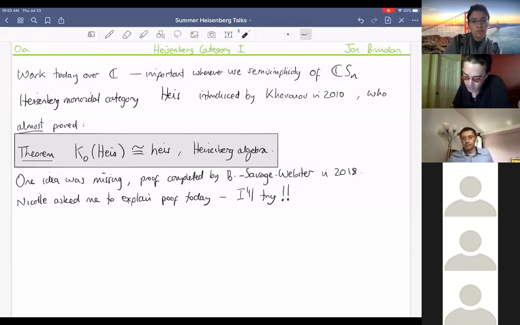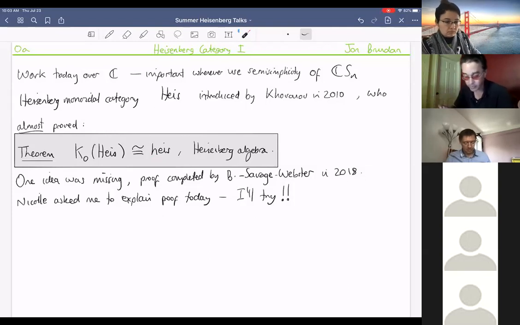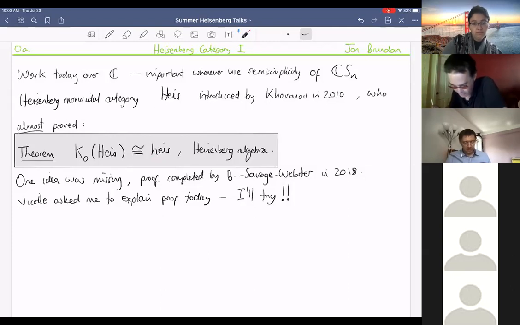So this Heisenberg monoidal category is going to show up. That's capital H, Heis. And the theorem I'm trying to explain the proof of is that the Grothendieck ring of the Heisenberg category is the Heisenberg algebra, that's little h, Heis. I can't do fancy fonts when I'm writing by hand, so I have to use capital H and little h for categories and algebras. This was essentially proved by Khovanov in 2010, and there was really just one important step that was missing back then, and we filled in that step with Alistair Savage and Ben Webster to finish this proof.